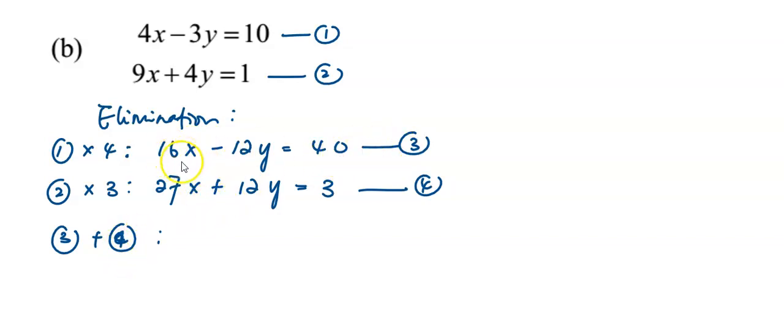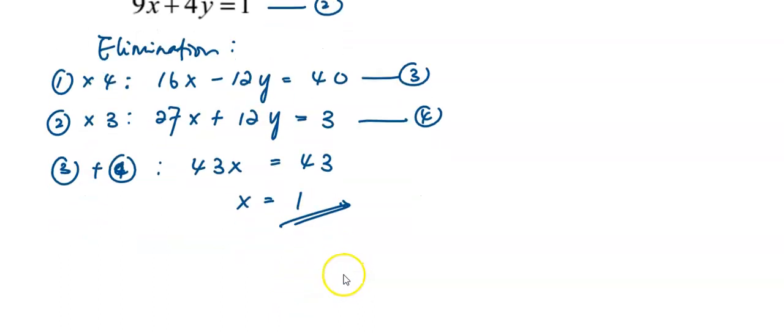Taking 16 plus 27, I have 43x, and negative 12y plus 12y, you get 0. And 40 plus 3, you have 43. Then x equals 43 over 43, which equals 1. So this is the elimination method.